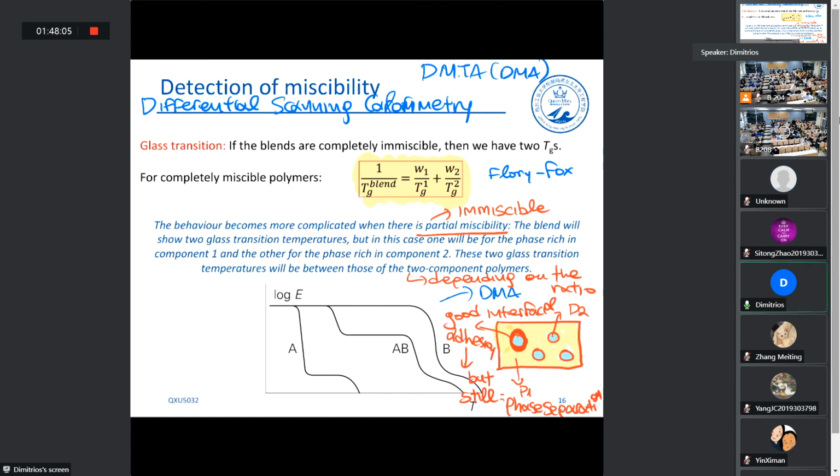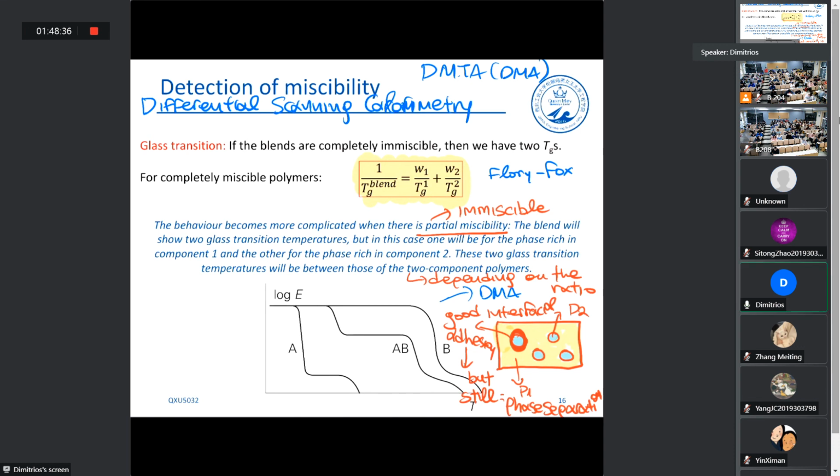So that's why we say that they are only partially miscible, because they have good interface between the two materials. Partially miscible are kind of immiscible materials that have good adhesion between the interface between the two polymers, okay? So we don't have one phase, we have two phases where the interfacial adhesion is good. Okay, that's all I want you to remember.